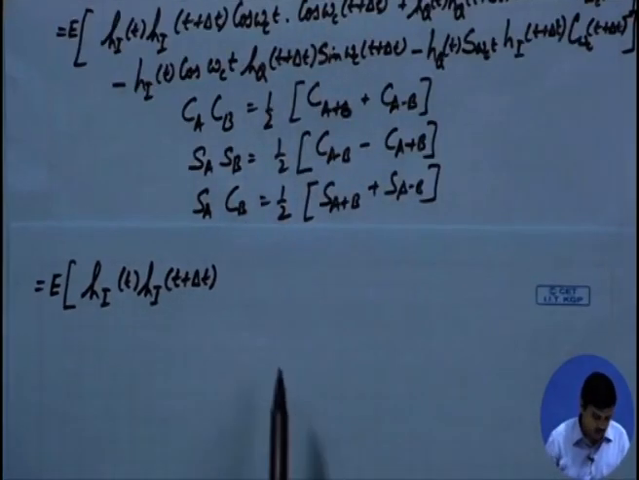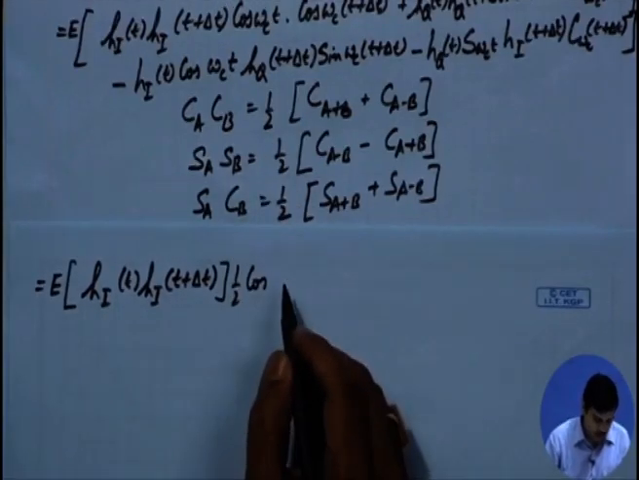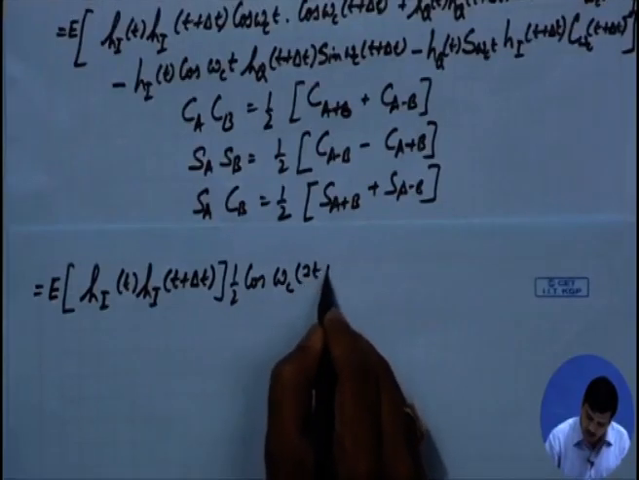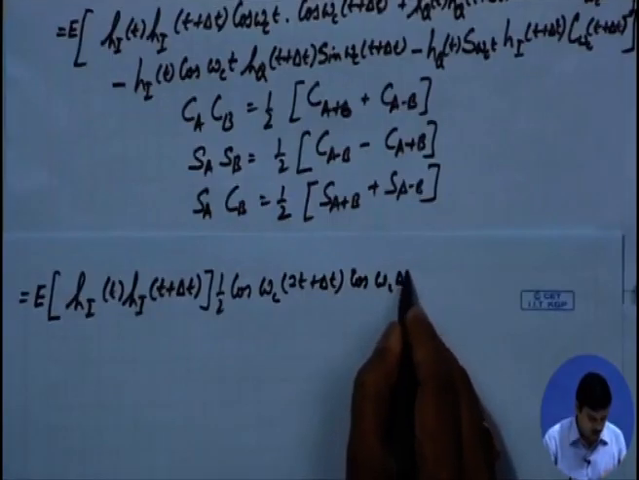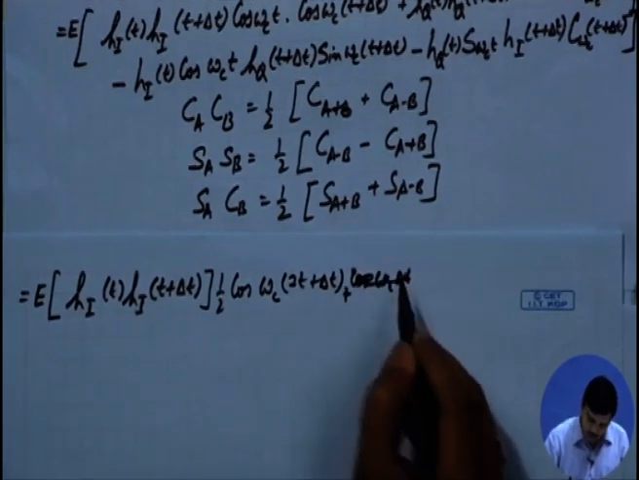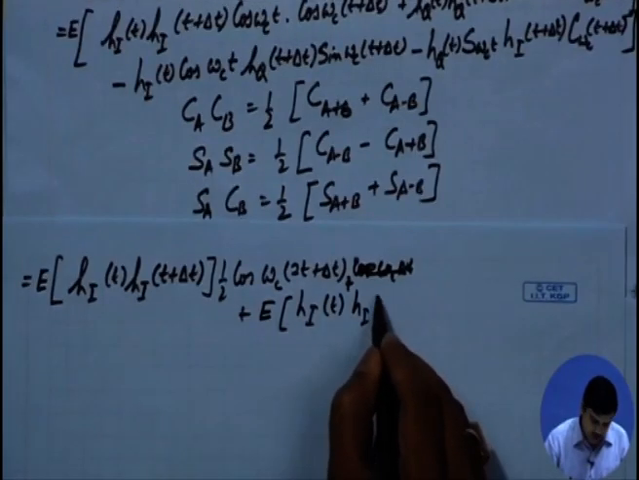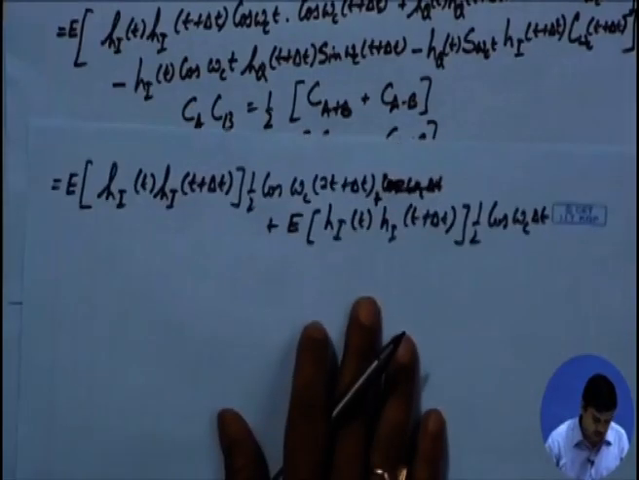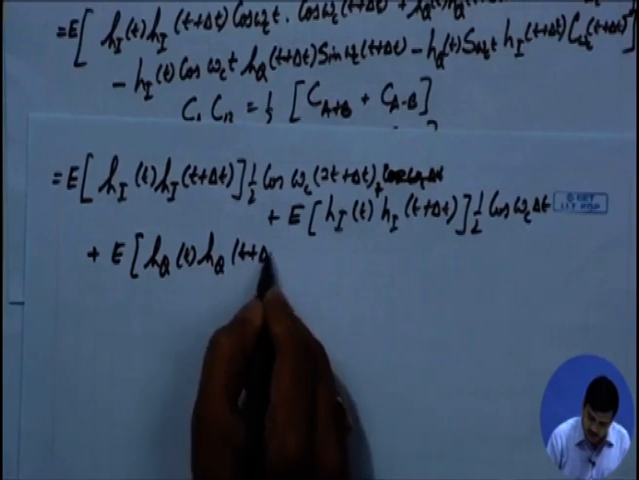So we are going to reduce these expressions to half cos A plus B and cos of A minus B. So we are going to have cos omega c 2t plus delta t and cos of omega c delta t, sorry, we are going to have plus E of hi of t, hi of t plus delta t into half cos omega c delta t plus expected value of hq of t, hq of t plus delta t.